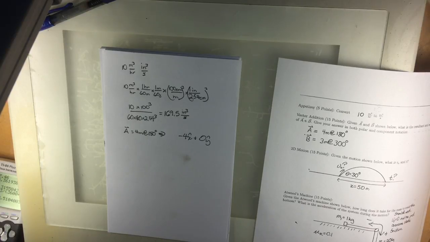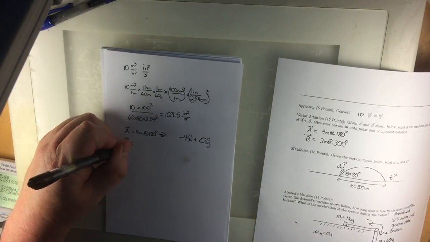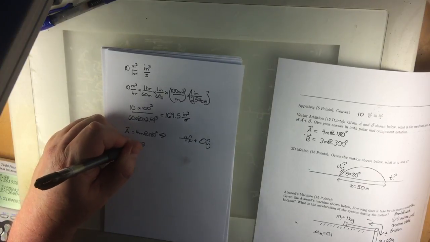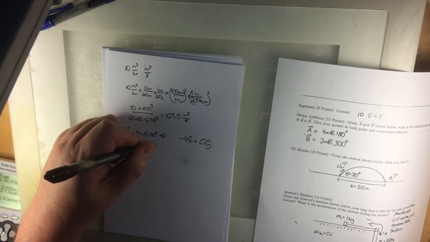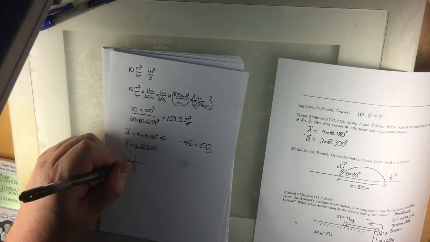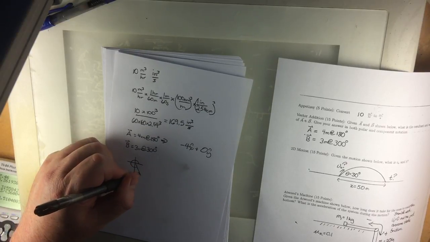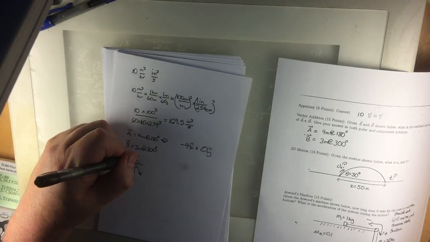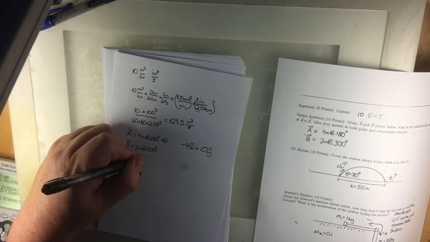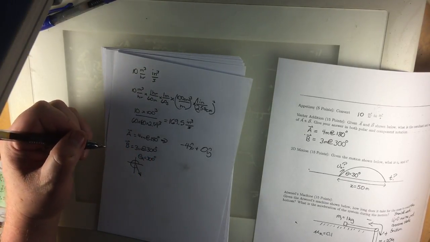I'm not a big fan of units during the problem. I think it just slows me down. For B, it is 3 meters at 300 degrees. Draw it out for a second. So this is theta A, which is equal to 300. It is a fourth quadrant vector.